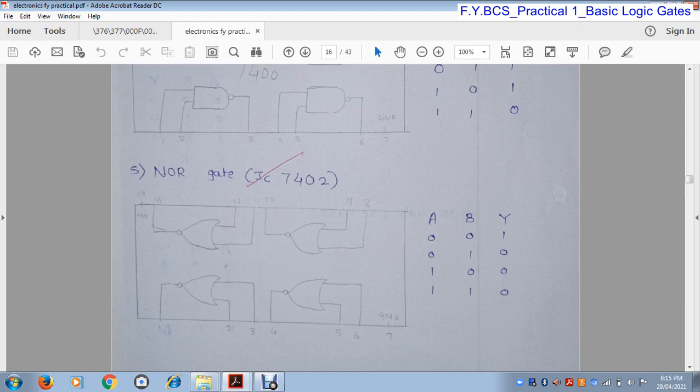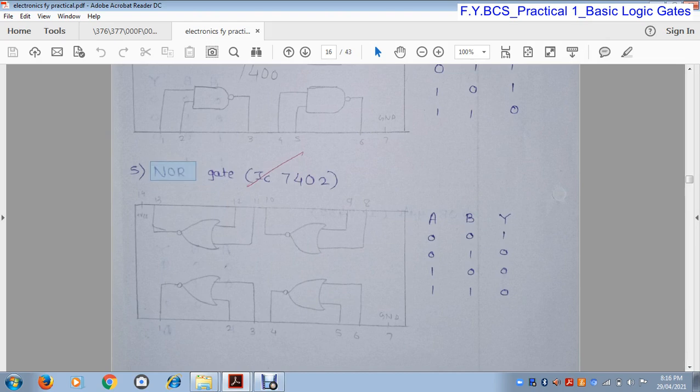Pin number 2 and pin number 3 are the inputs of the first gate and pin number 1 is the output of the first gate. Similarly, pin numbers 5 and 6 are the inputs of the second gate and pin number 4 is the output. Pin numbers 8 and 9 are inputs and pin number 10 is the output. Pin numbers 11 and 12 are the inputs and pin number 13 is the output. Sorry, pin number 14 is plus VCC and pin number 7 is ground.